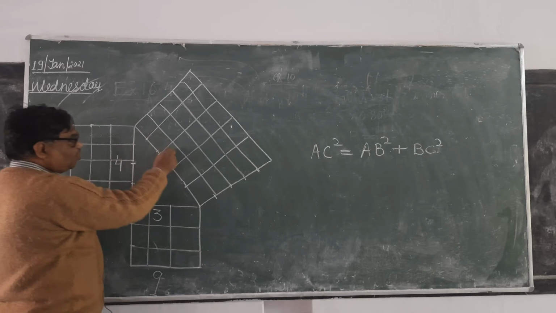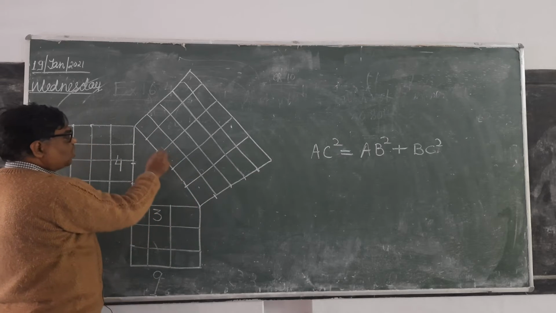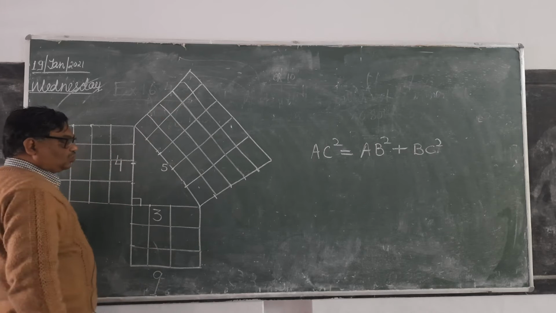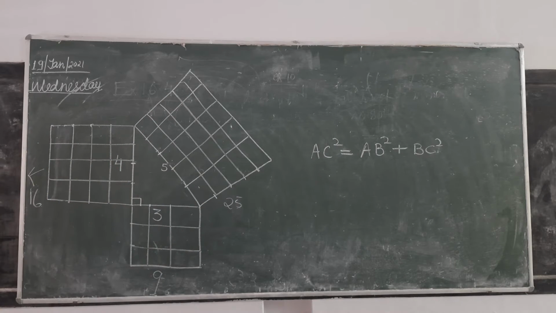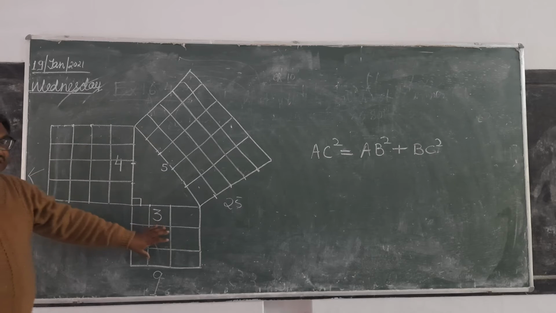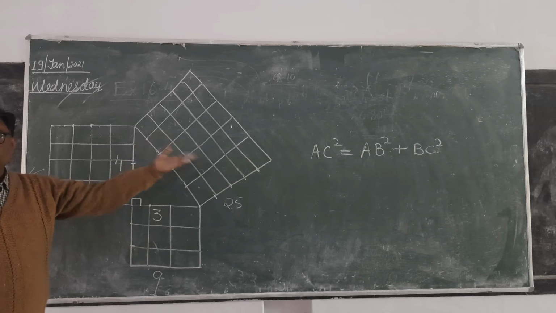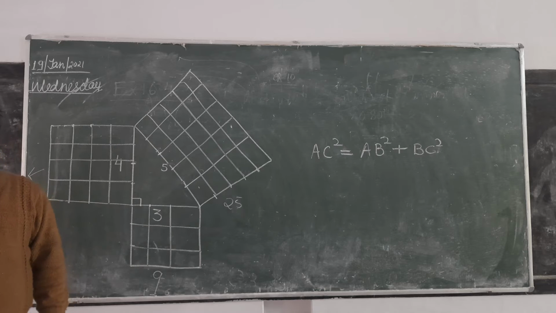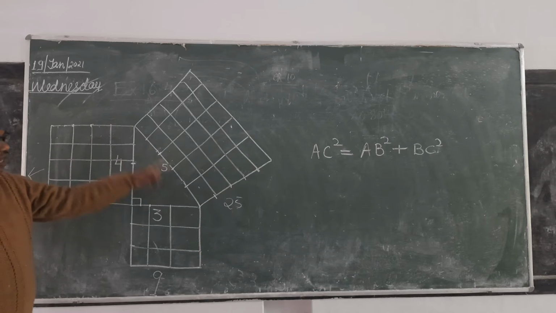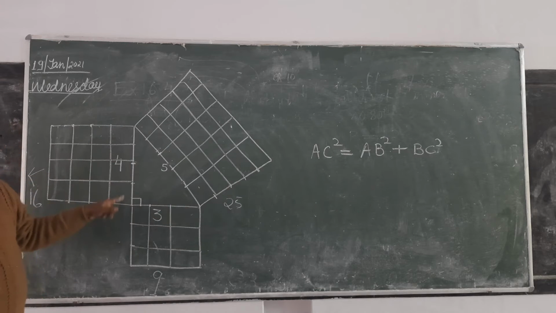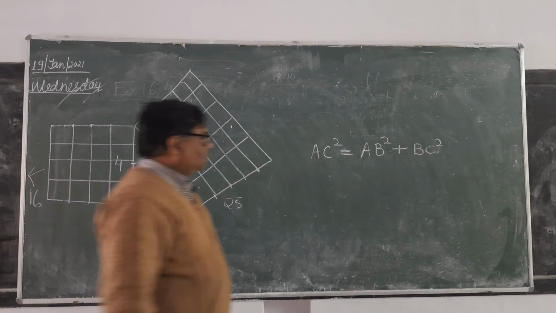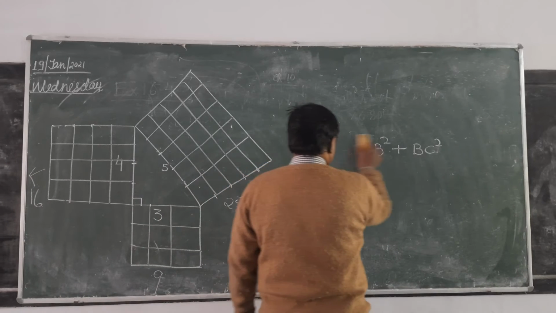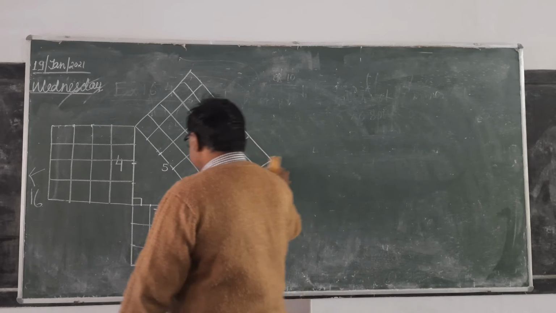And here you will count how many? 1, 2, 3, 4, 5, and then there are 5 rows, so 25. It is clear? 16 plus 9 equals 25. Means the area of this square plus the area of this square is equal to the area of that square. It is clear? Means the square of hypotenuse is equal to the sum of the squares of the remaining two sides, or you can say the sum of the squares of the sides containing the right angle.